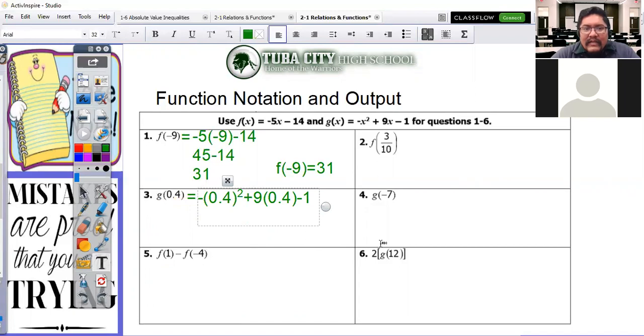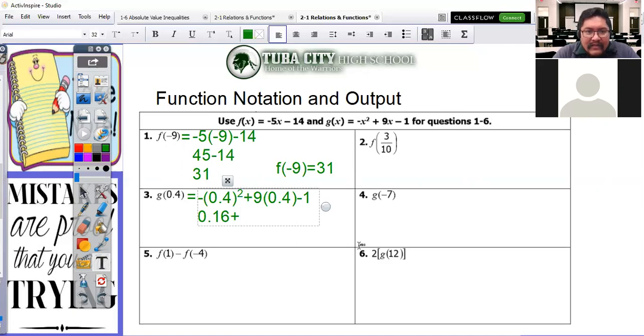All right, so now I plugged it in. So I took g of 0.4 and I plugged in 0.4. So now I need to square it. Now I only have this cheap calculator, so I'm just going to push 0.4 times 0.4 and I get 0.16.